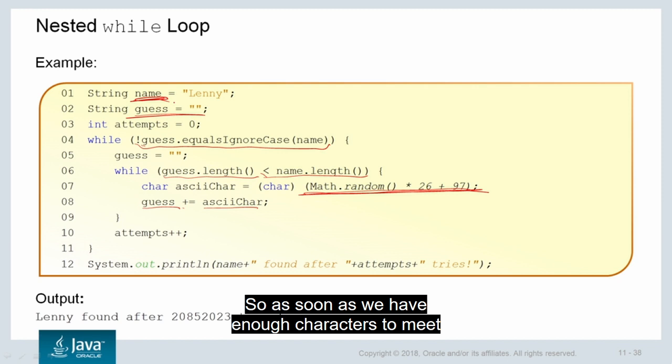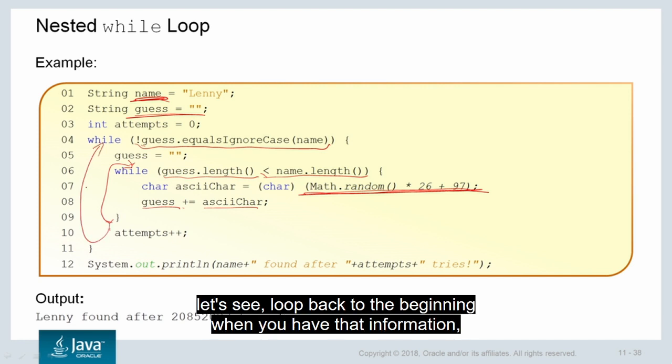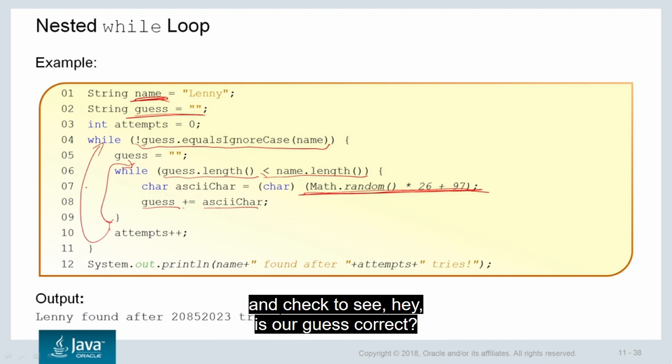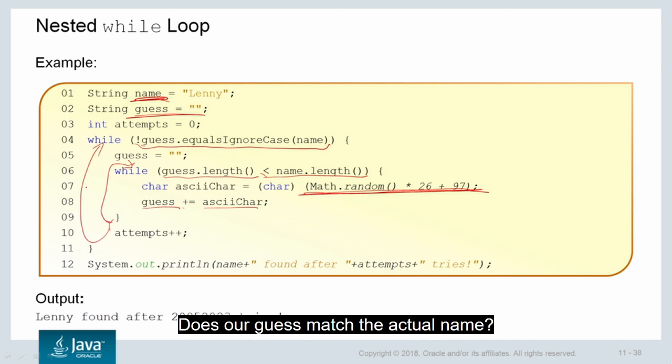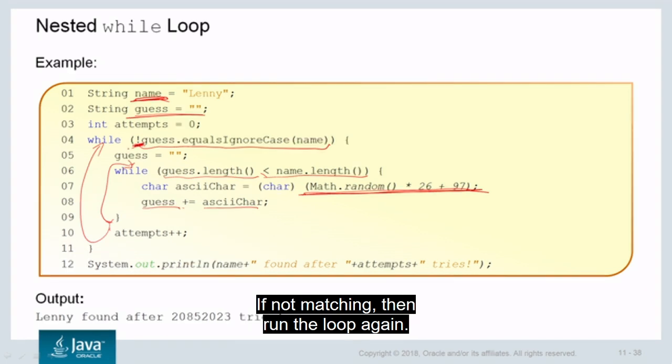So as soon as we have enough characters to meet that, then that inner loop, once we've assembled our string that we want to match up with, we loop back to the beginning when you have that information and check to see, is our guess correct? Does our guess match the actual name? If it doesn't, we're going to run this loop again. If not matching, then run the loop again.